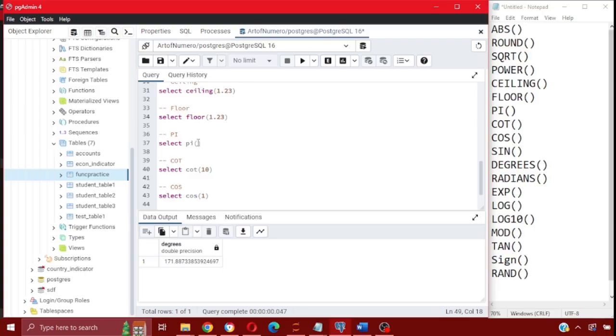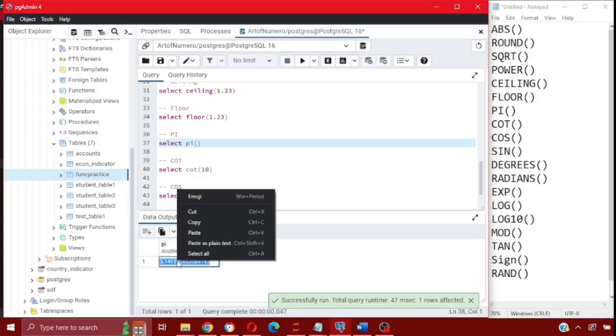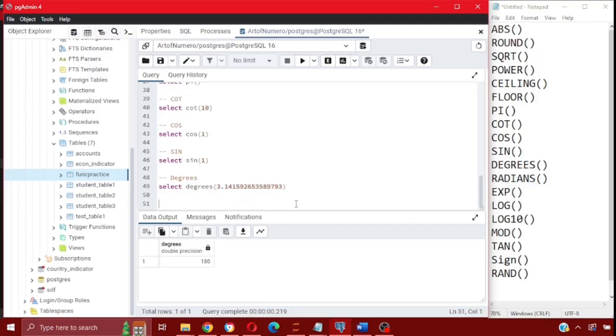3.14159. Let me check. The pi is, yeah, 3 point, let me just get a copy of this and then run it, and then put this in the degree so we can see what degree this radian that we extracted from the pi value has. There you go, 180. So a pi is 180 degrees, right? And a pi is also equal to 3.14159 radian.